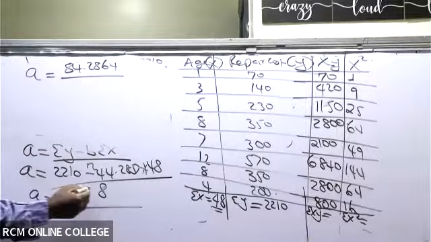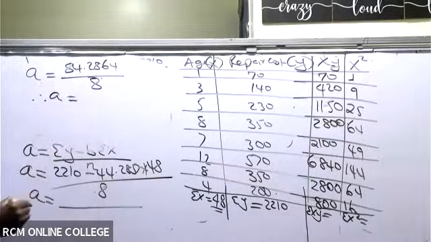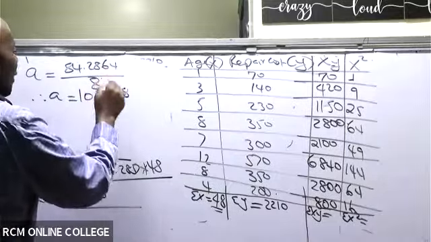Divided by N now, which is 8. Can you kindly give me the value of A? Is there somebody who can now give me the value of A? Yeah, 10.5358, like that.